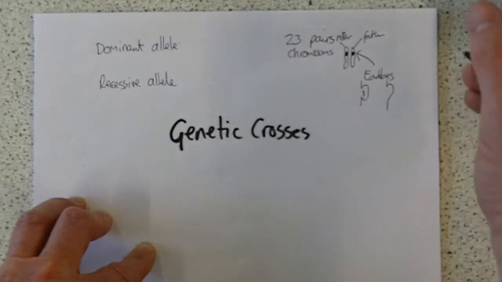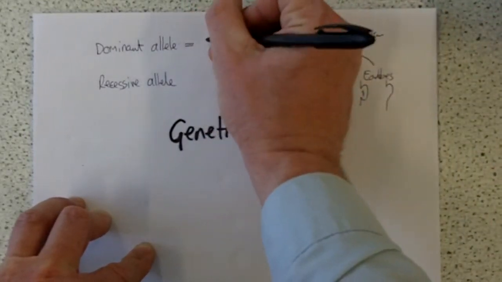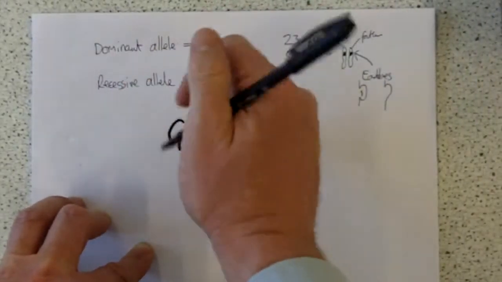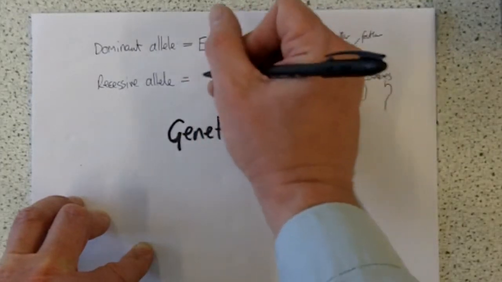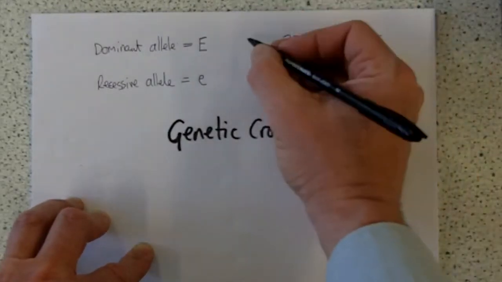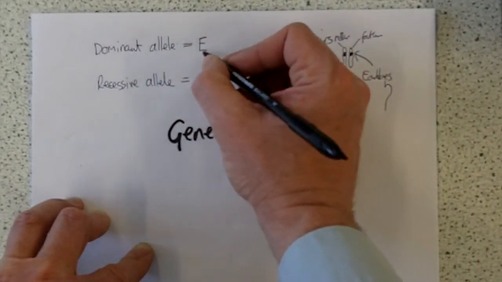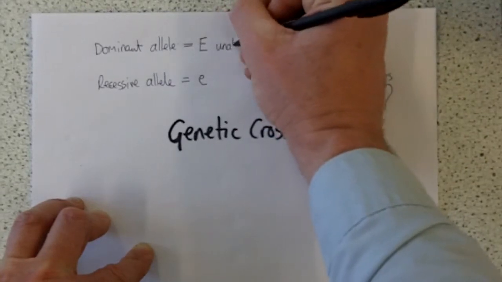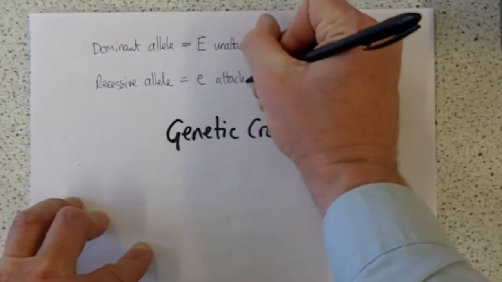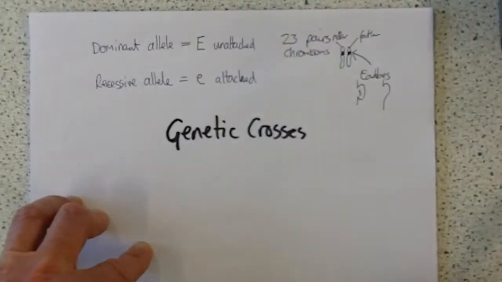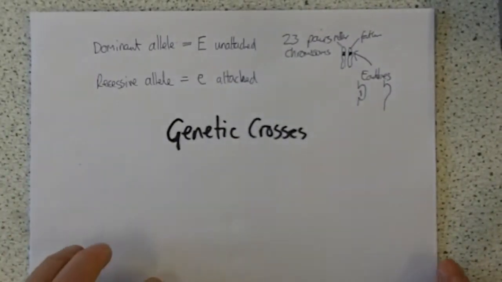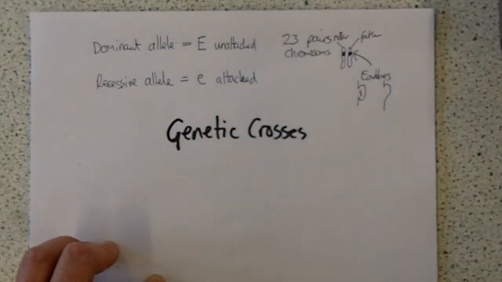The dominant allele in this case, we're going to use E, and we use a capital E to demonstrate that something is dominant. Dominant alleles are always represented by a capital letter, whereas recessive alleles are always represented by a lowercase letter. In this case we're going to say that the dominant allele, capital E, is for unattached earlobes, and the recessive allele is for attached earlobes. So depending on what the parents have, that will determine what the offspring have. Let's go through an example and use a Punnett Square to determine that.